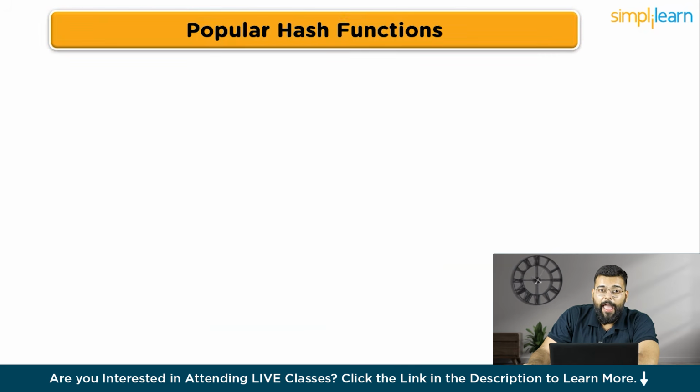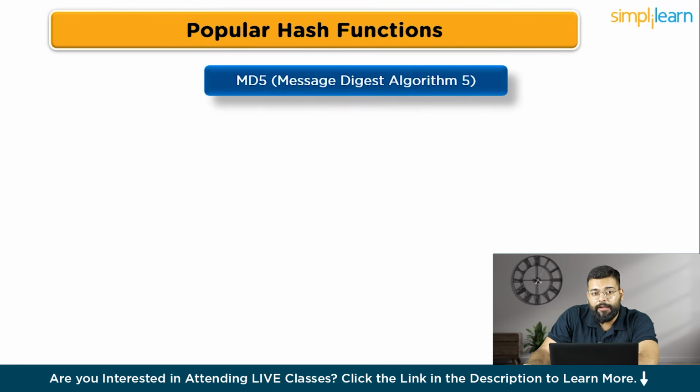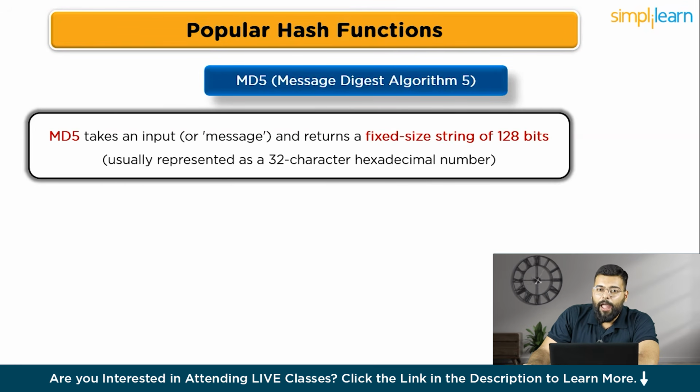So the most popular hash functions are, number one is MD5, that is Message Digest Algorithm 5. MD5 is one of the oldest and most widely known hash functions. MD5 takes an input, that is a message, and returns a fixed-size string of 128 bits that is usually represented as a 32-character hexadecimal number.